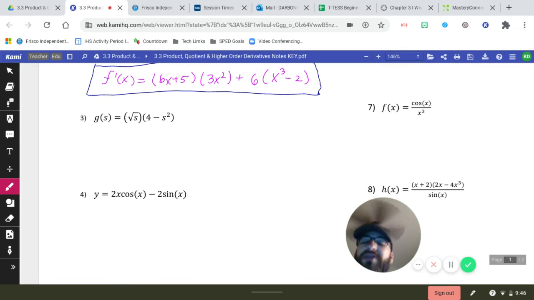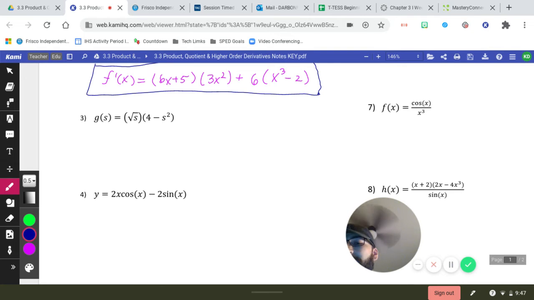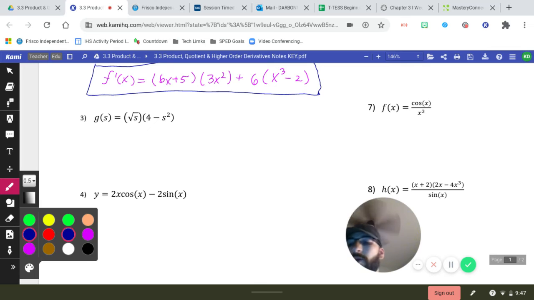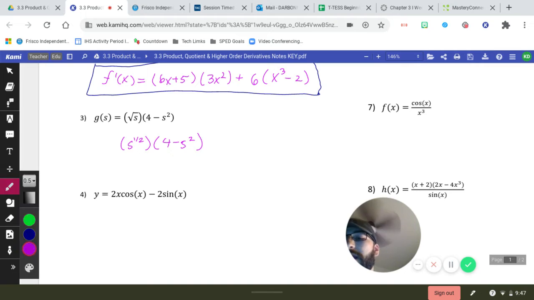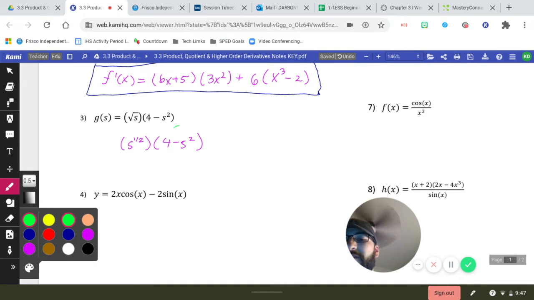So let's look at number 3. We have g of s is equal to the square root of s times 4 minus s squared. For this one, we have to do a little bit of thinking beforehand because I can't take the derivative of the square root of s right away, but I can change that to be s to the 1/2. Then I have my 4 minus s squared. Okay, so now I have my f and my g.